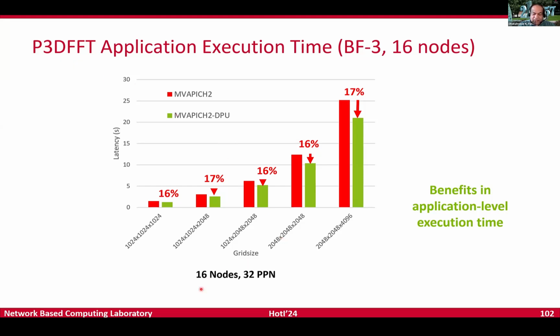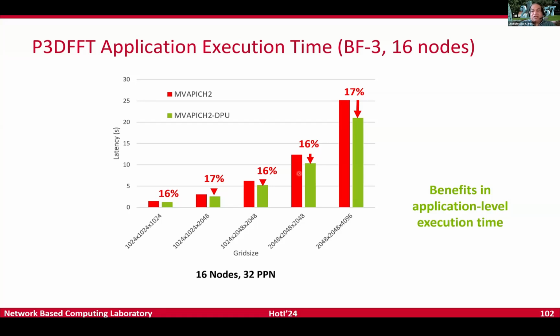These have been taken on 16 nodes, 32 ppn, a 512-core configuration with different grid sizes. We are operating on different application sizes, and the y-axis is latency, which means lower is better. And as you can see, on 512 cores, for P3DFFT, like a semi-application or kernel layer, we are able to improve by around 16 to 17%.